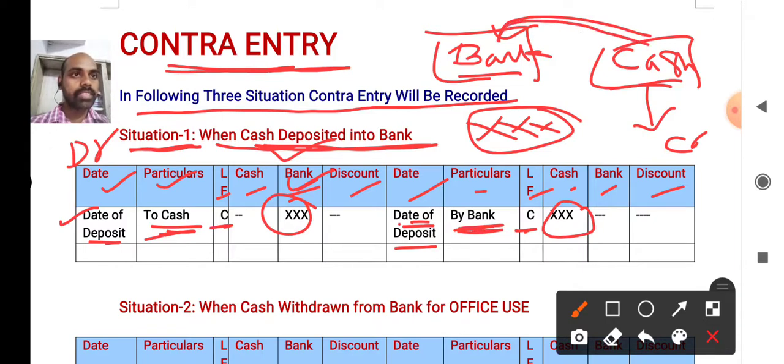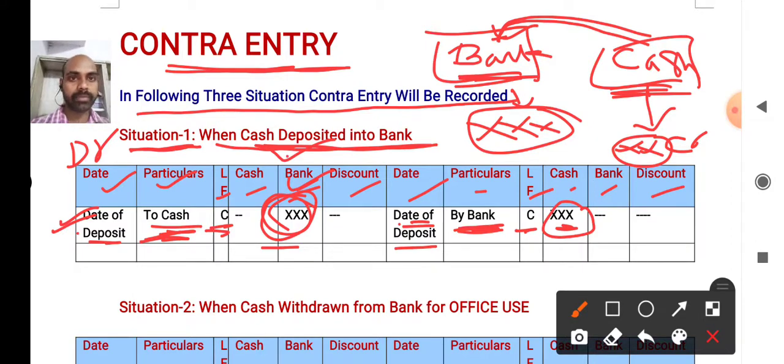I'll repeat: cash is coming into bank, so this is the debit side, this is the credit side. So the amount in bank, first you fill up the amount, the rest of the things will be taken care of. In particulars you write to cash. In the date column, the date of deposit, and in LF we record C for contra. On the credit side we write by bank and the amount in the cash column, because the amount is coming from cash. For cash it is a payment, for bank it is a receipt. That is the treatment. Clear?